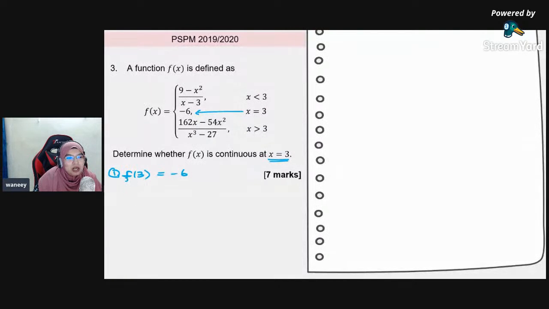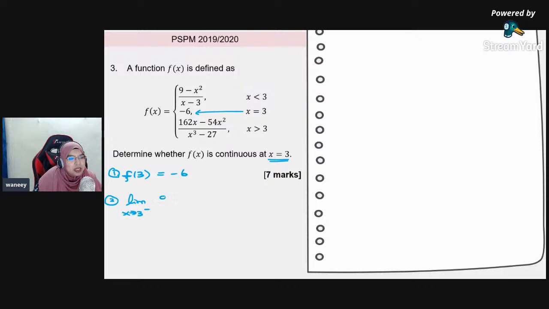So, now we need to calculate the limit. Kita nak tengok limit kita dapat tak negatif 6. Okay, so the second one. So, I do have something from the left hand side of 3 and the right hand side of 3. So, kita kena asingkan dia kepada 2 lah. The first one, we need to calculate the limit for x approaches 3 on the left hand side.